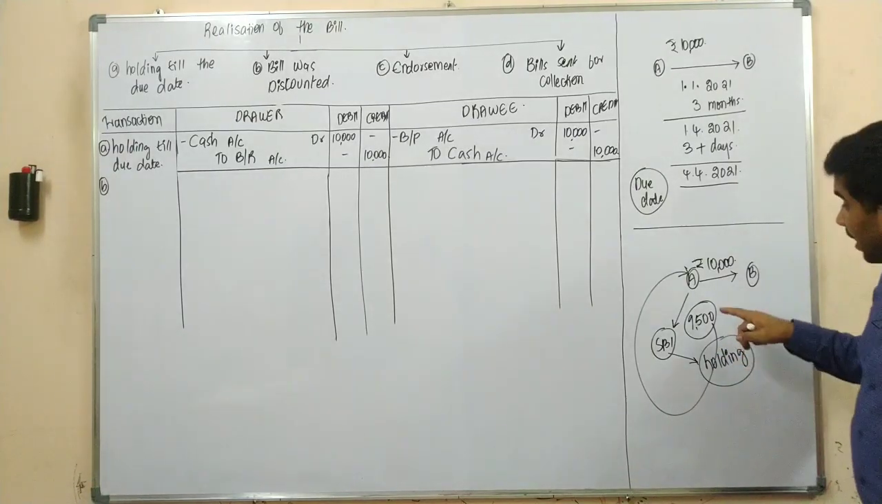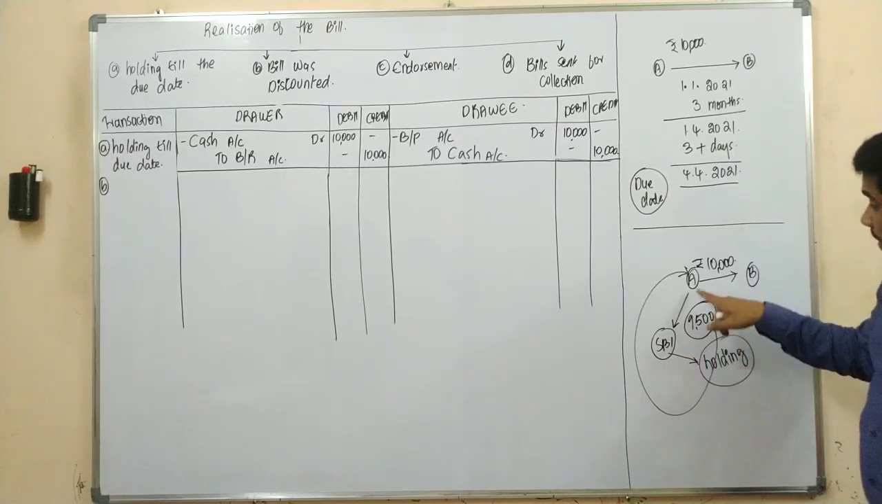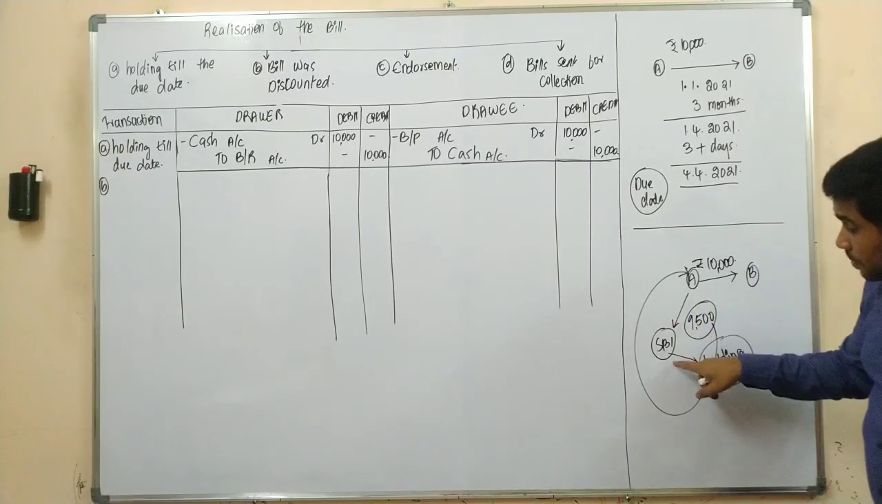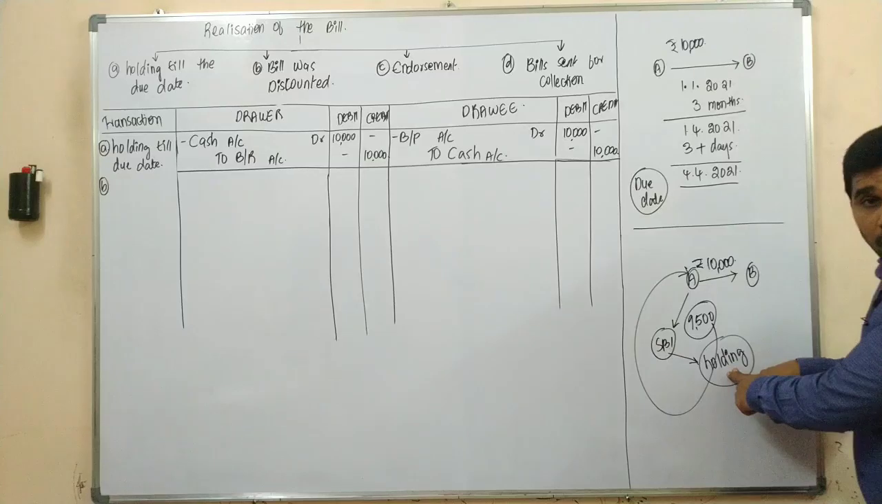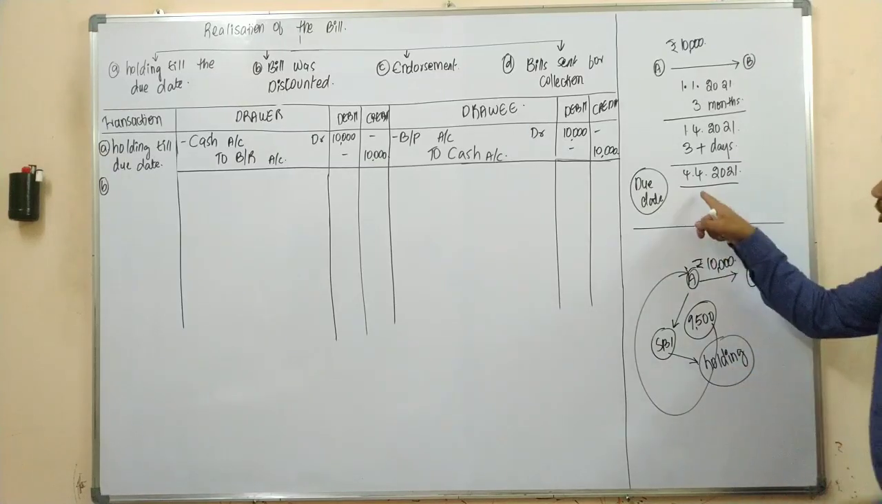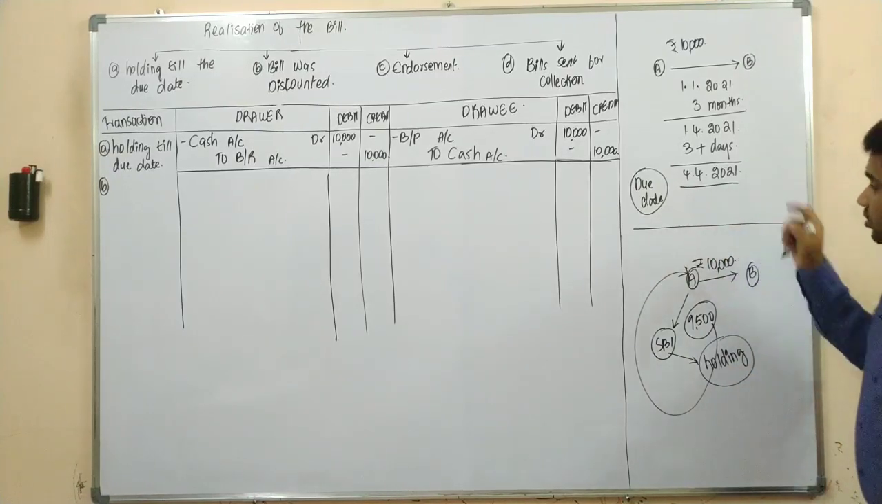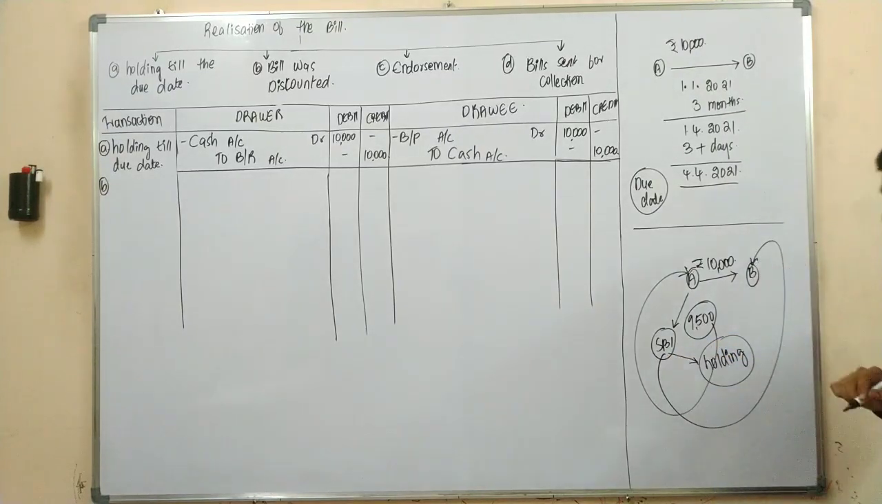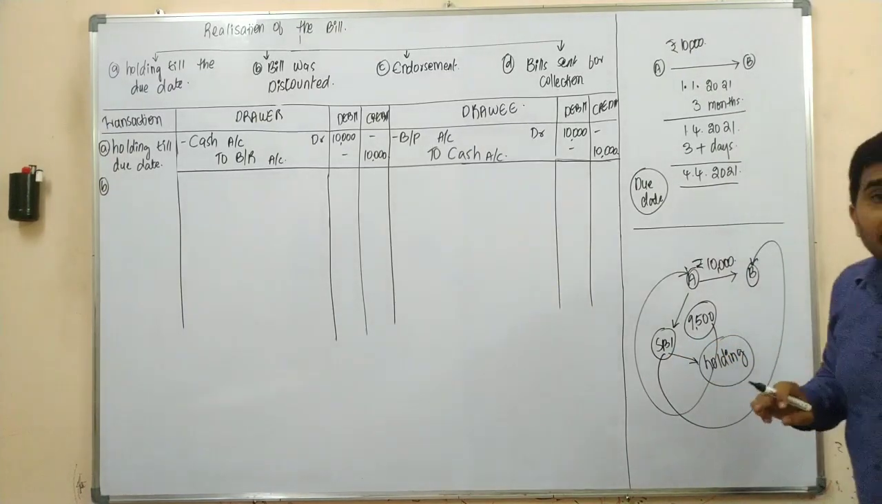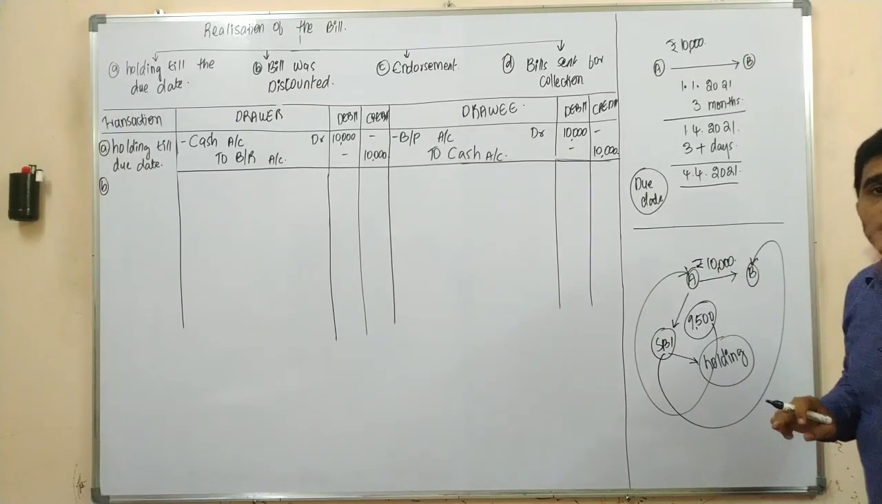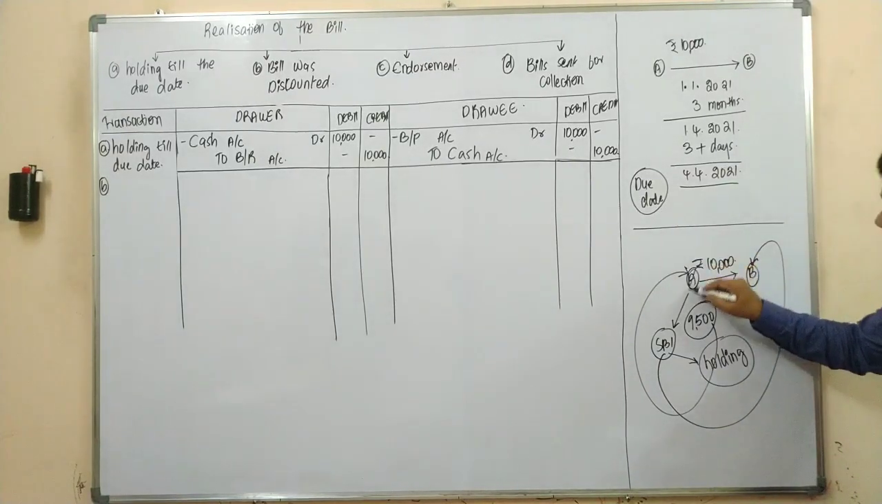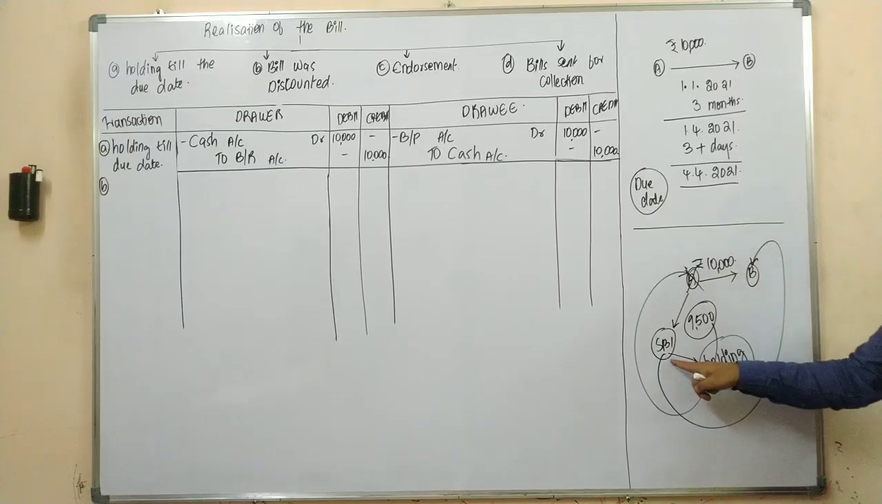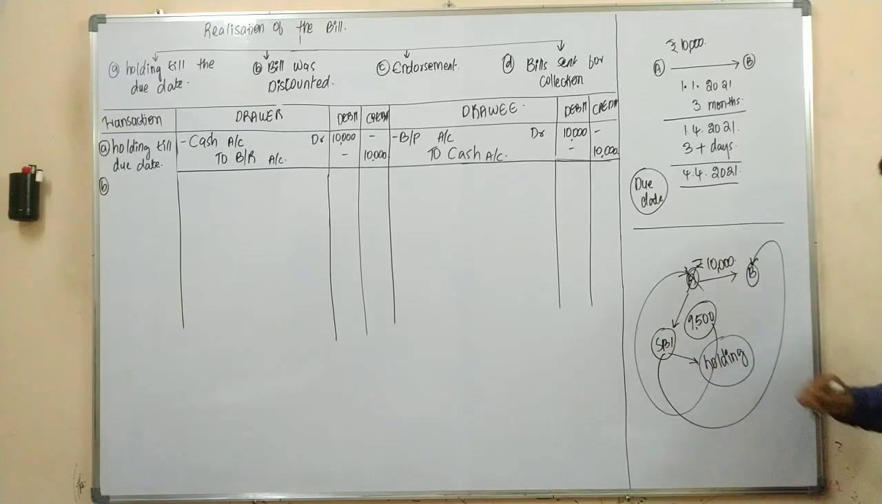Upon discounting the bill with the banker by Mr. A, SBI is holding the bill now. Yes or no? Now, on the due date of 4/4/2021, would SBI be approaching Mr. B for the payment of money on the bill? Yes or no? Not Mr. A, because SBI is having the bill. SBI is holding the bill.